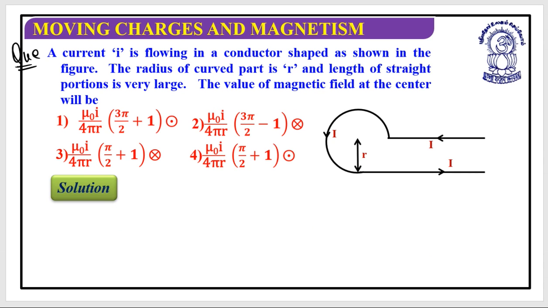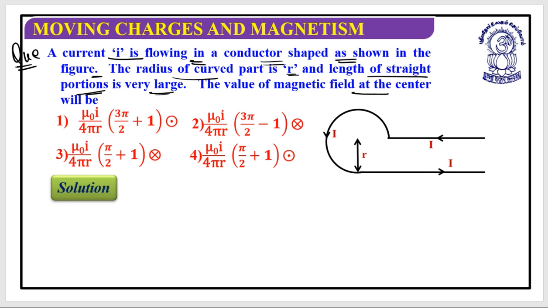Let's look at the question. It says that a current I is flowing in a conductor shaped as shown in the figure. The radius of the curved path is R, and the length of the straight portions is very large. The value of the magnetic field at the center will be, okay, great.